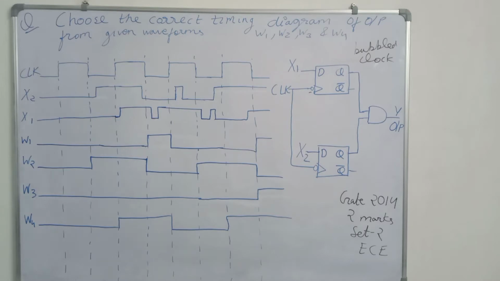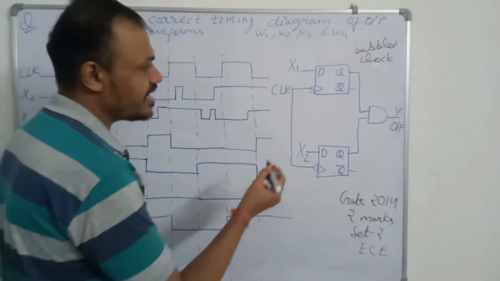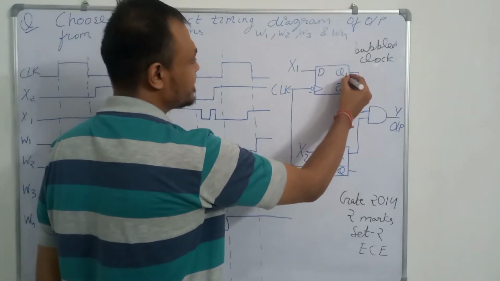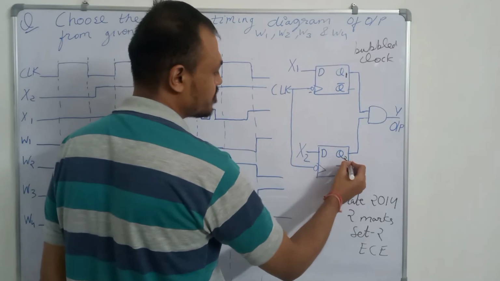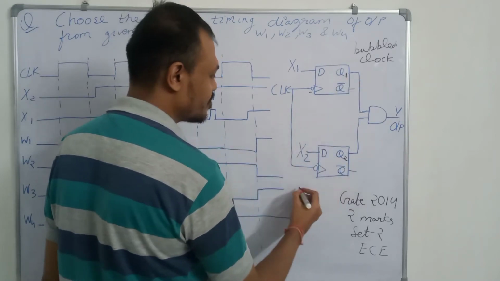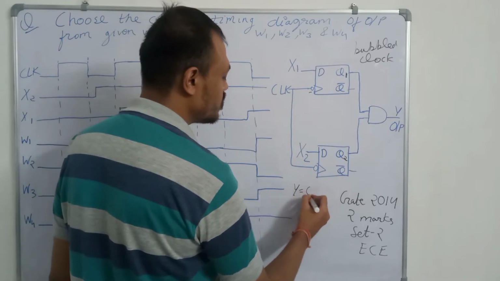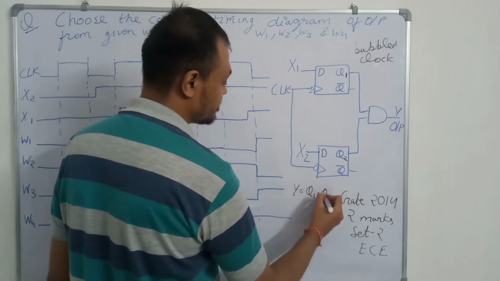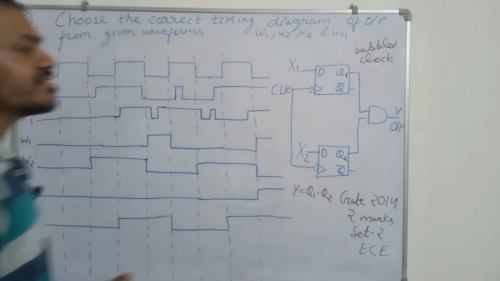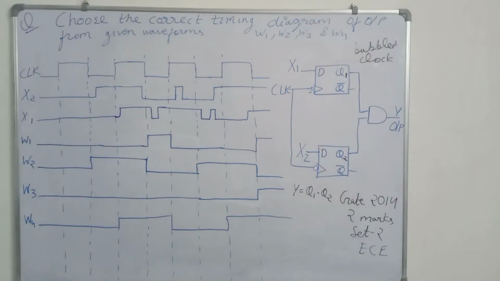So the output Y is equal to Q. Let's rename this as Q1 and this as Q2. This is an AND gate, so Y will be equal to Q1 dot Q2, because these both are the inputs to the AND gate.